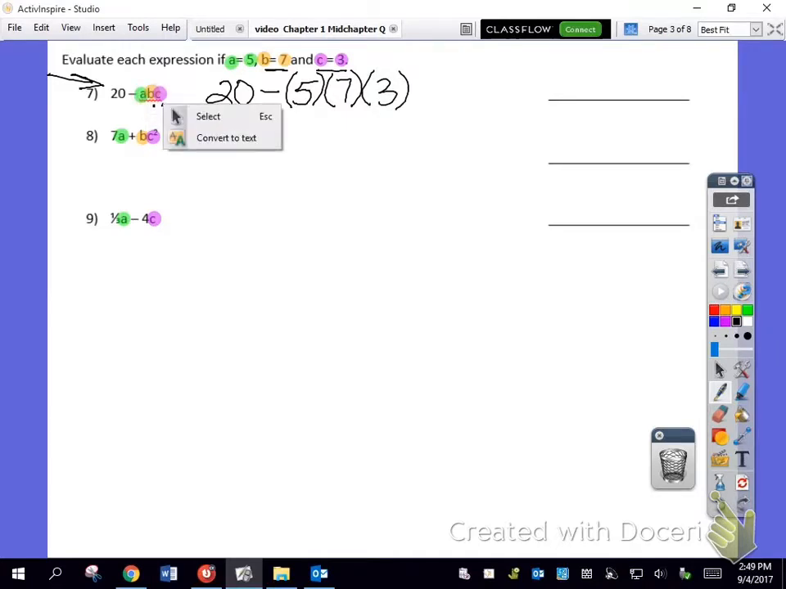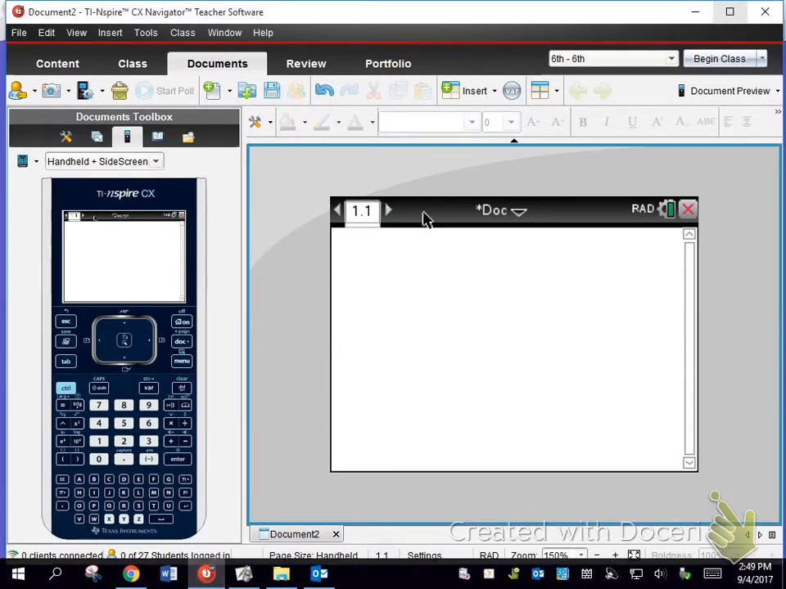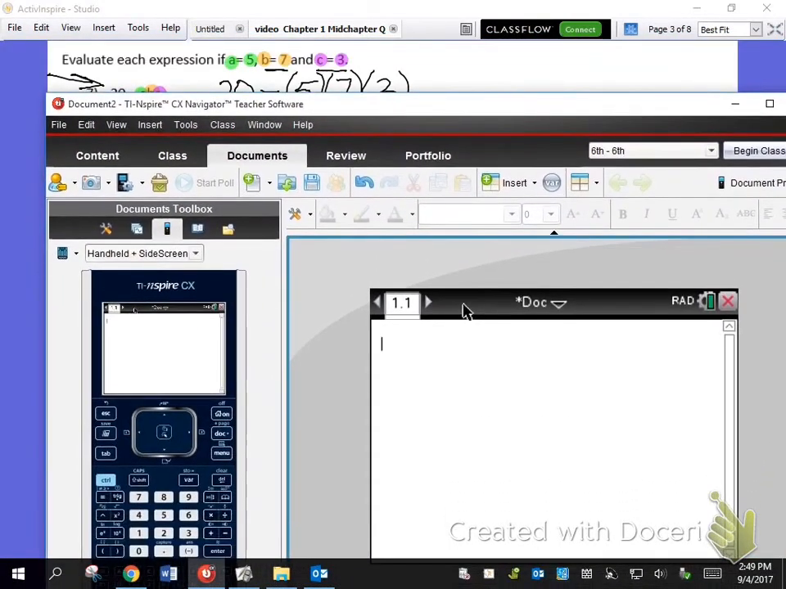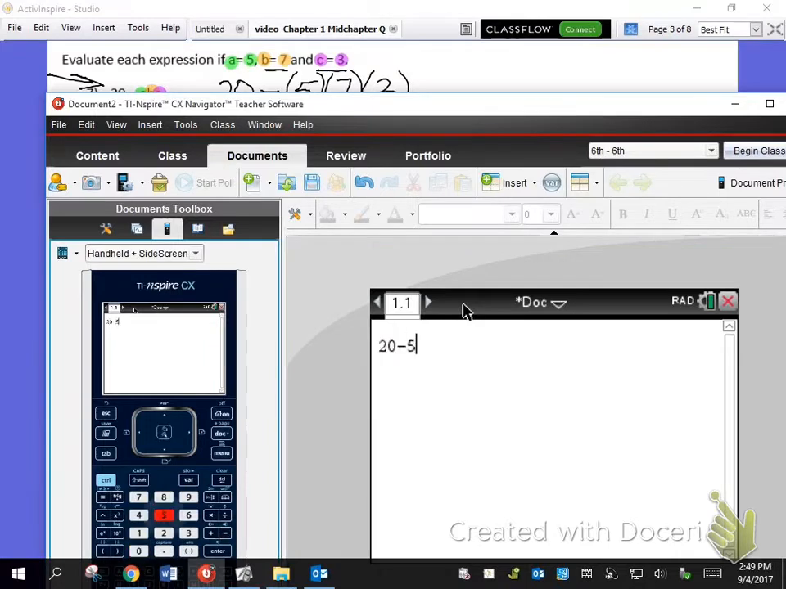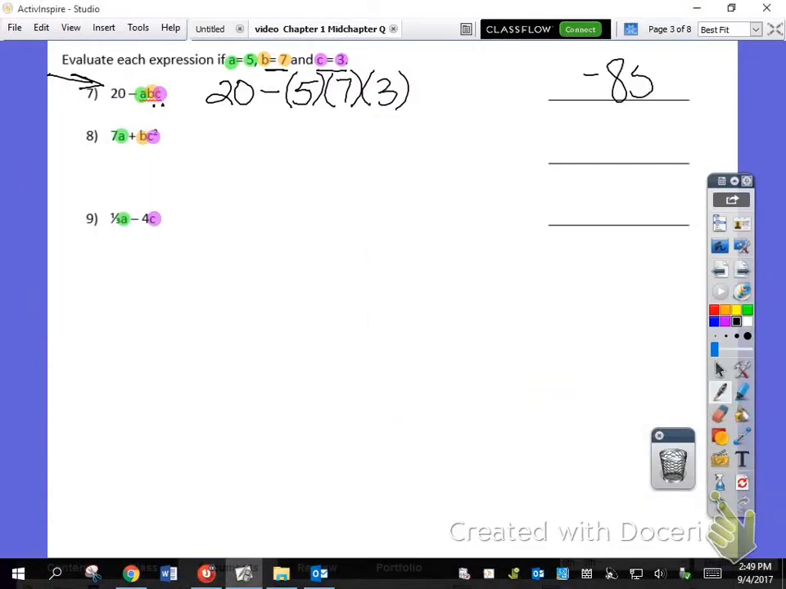Now I'm going to enter it just like that in my calculator. Okay? And then I'm going to minimize that so we can see that. Will it make me move it? Yes, it will, but I can't see. 20 minus 5, parentheses 7, and then parentheses 3. See, it looks just like that, and then hit enter, and your answer is negative 85. So my answer would be negative 85. But I want to see the steps. It's so important.